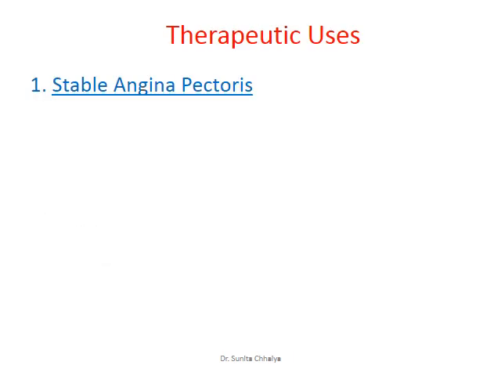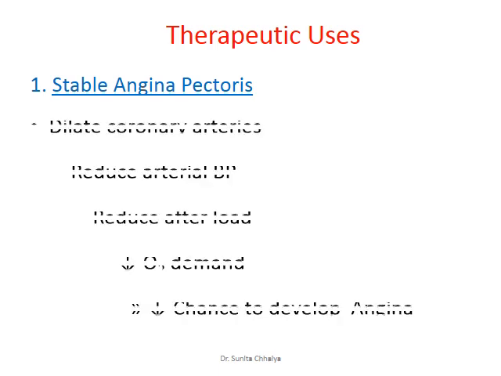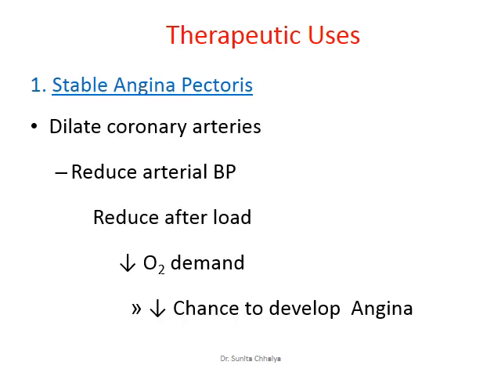Regarding the therapeutic uses of calcium channel blockers, first, they are indicated for the treatment of stable angina. In stable angina, calcium channel blockers dilate the coronary arteries. Dilatation of the coronary arteries reduces arterial blood pressure. There is a reduction in the afterload. The ultimate effect generated is reduced oxygen demand. So when oxygen demand is reduced, there is less chance to develop angina. So they are helpful as a prophylactic therapy to prevent development of angina.